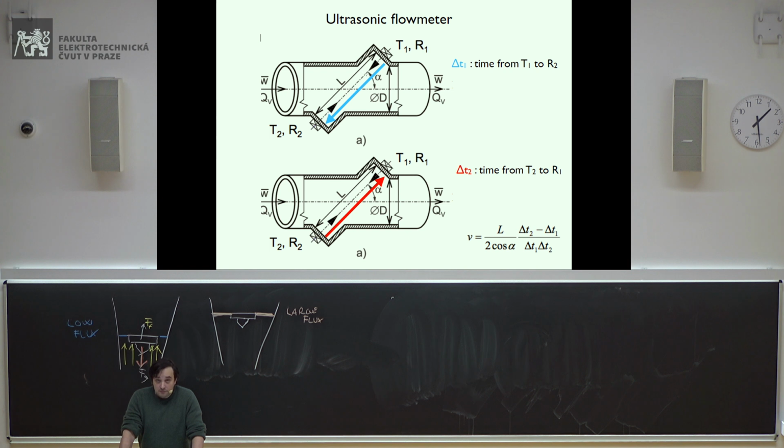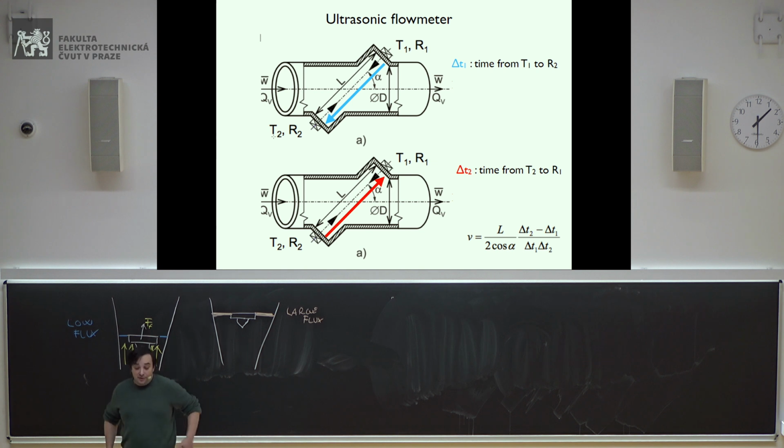If there is no flow, the time the signal will take from T1 to R2 is equal to the time it takes on the way back from T2 to R1. Why? Because the distance is the same, it's the same ultrasound, it takes the same time, the speed is the same, there's no difference whatsoever. But what happens if you have a fluid flowing in this pipe, for instance in this direction, from the left-hand side to the right-hand side? Then the time of the red ultrasound, the one which goes from the transmitter T2 to the receiver R1, will be different from the time it takes from T1 to R2.